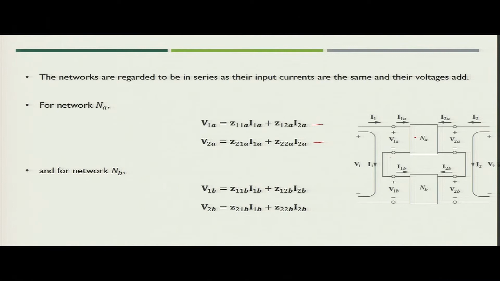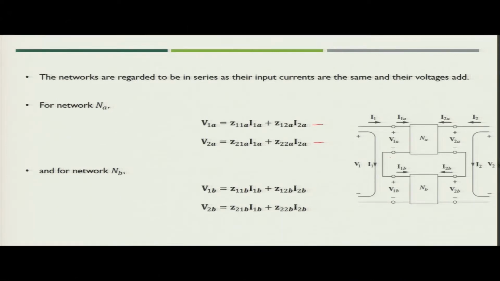Now if you see this figure, we can simply say that since the two port networks are connected in series, that means I1 is equal to I1A and also equal to I1B, because the same current will flow in both of the ports. Similarly, V1 can be written as V1A plus V1B.